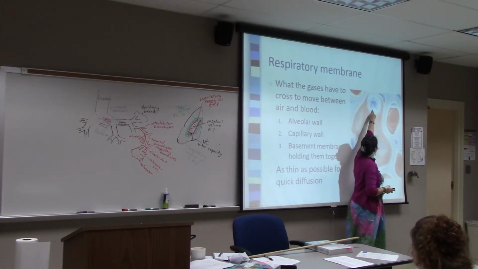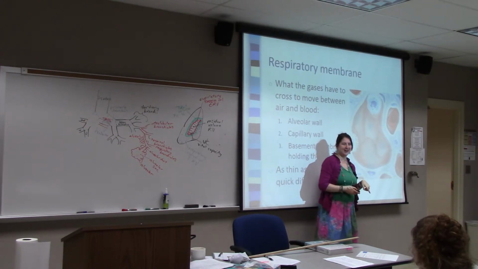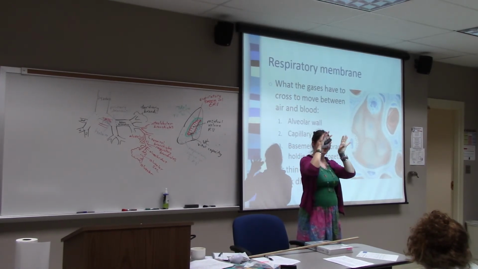This one's the macrophage, and this little guy here with the, I guess the microvilli, is a type 2 cell. It produces the surfactant and secretes it on all those little bumps.